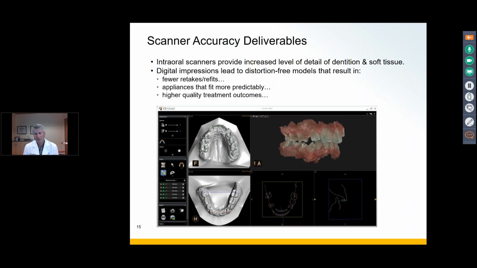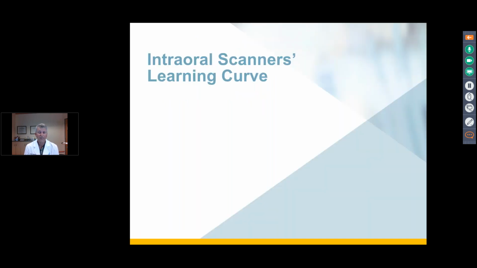So digital impressions, of course, lead to distortion-free models. That's fewer retakes, refits, appliances that fit more predictably. It's generally a higher quality treatment outcome. Patients, of course, are the winners there. Let's talk about the pros and cons with your staff.